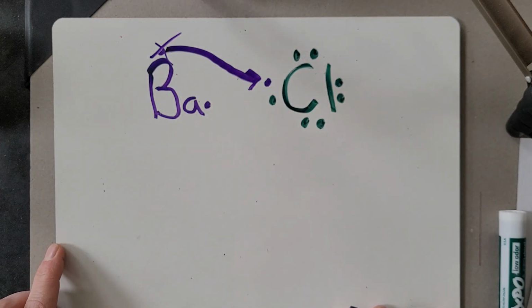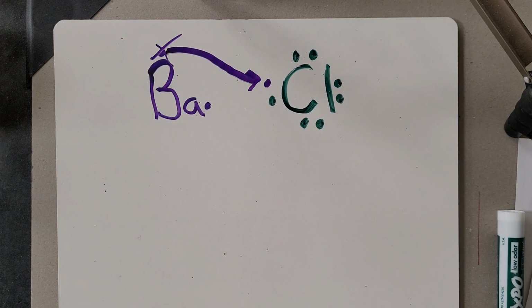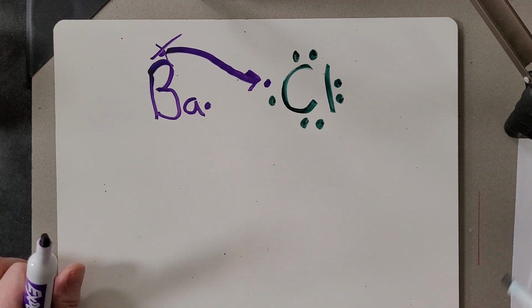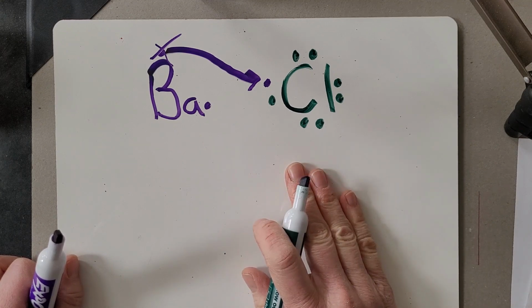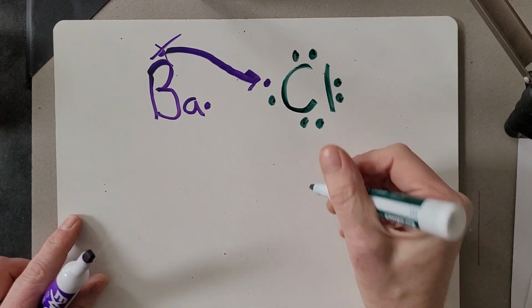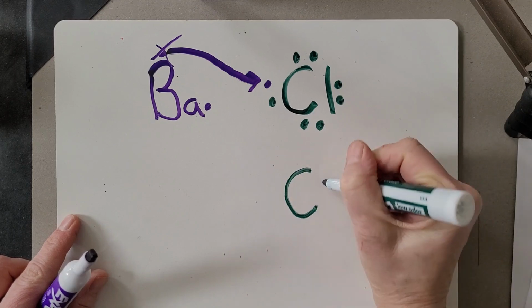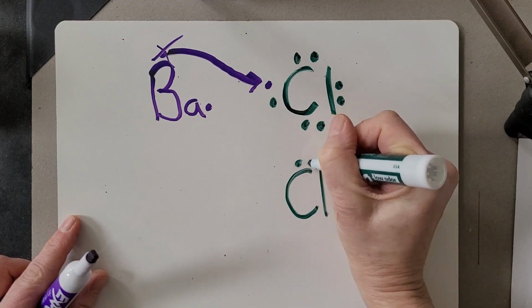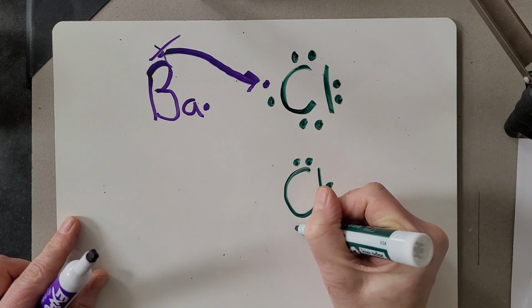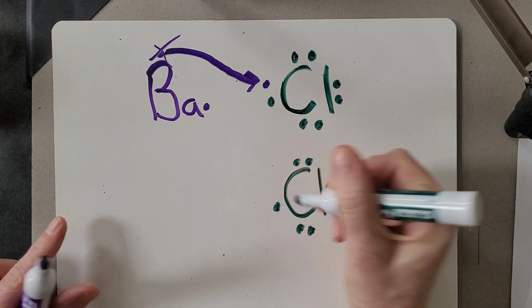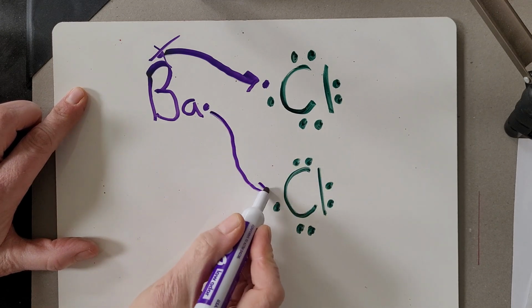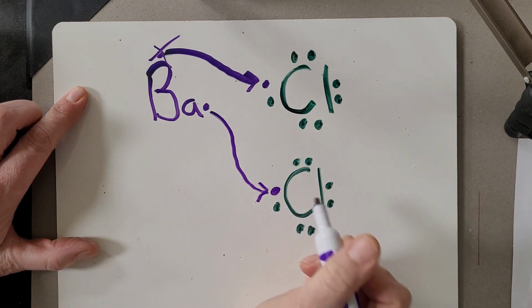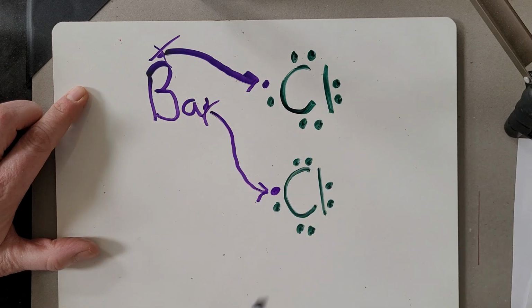So I've transferred that one, but I don't have any room to put another electron. So I'm going to add another ion to the side where I need more of something. I need more nonmetal because I need more places to put electrons. So I'm going to add another chloride ion, and it's going to bring with it its 7 valence electrons, just like that. And then I have a place to put that second electron from barium right here. Okay, and I X that one out too.